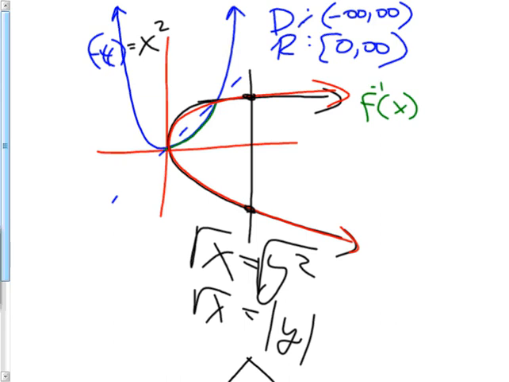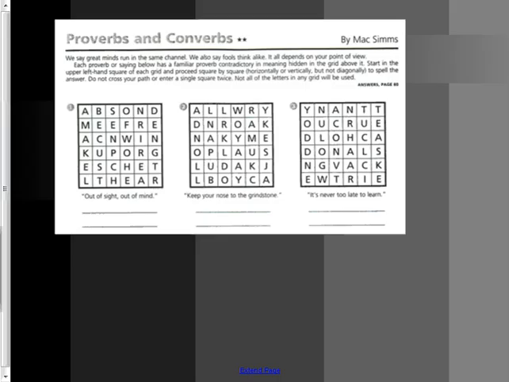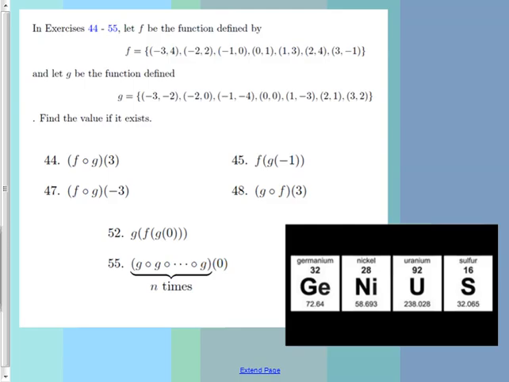When you do its inverse, the inverse is also a function, and that's called a one-to-one function. But we'll save that for tomorrow. All right, your homework.